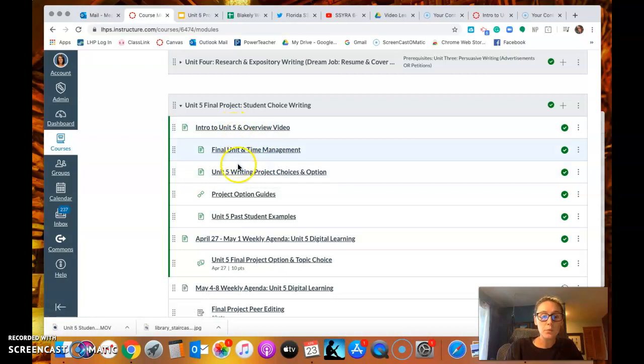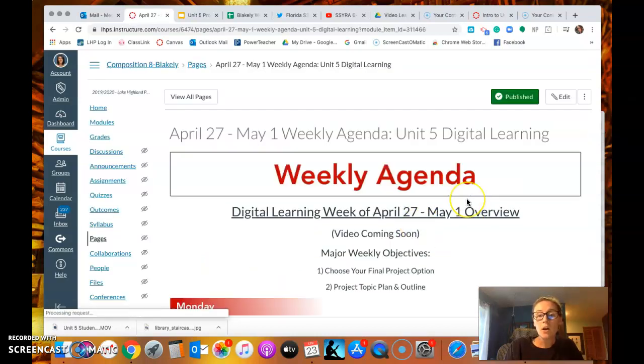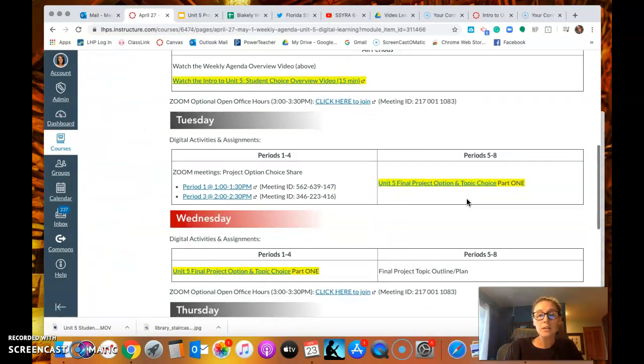I also want to point out these different parts of the module. This is where your overview video is housed. This is about time management and an overview of the final unit. Again, this is where your project choices are housed. Here are some guides for some of the project options that are the most popular options. And then here are some past student examples to help get you started. So in our first week unit agenda, again, like I said, it's so important that you watch that video first.